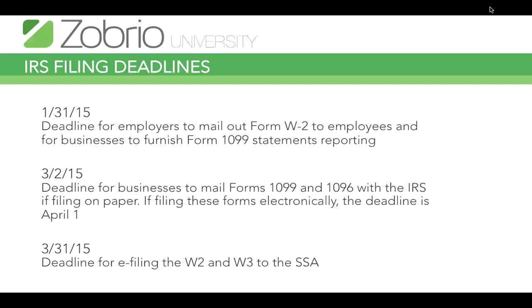Okay. Now, just a few deadlines to keep in mind. I know we're a couple of months away from the end of the year, but January 31st, obviously, is the deadline for employers to mail out their W-2s to employees, and for businesses to furnish the 1099 statements. Next year, March 2nd is the deadline for businesses to mail their Form 1099s to the IRS if filing on paper. If you're doing it electronically, then the deadline's April 1st. And March 31st is the deadline for e-filing the W-2s and W-3s. Okay. Very good. So those are just some dates to keep in mind.